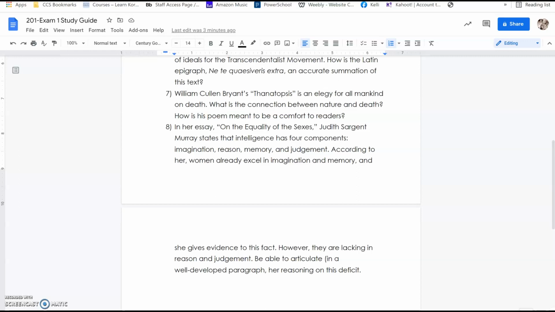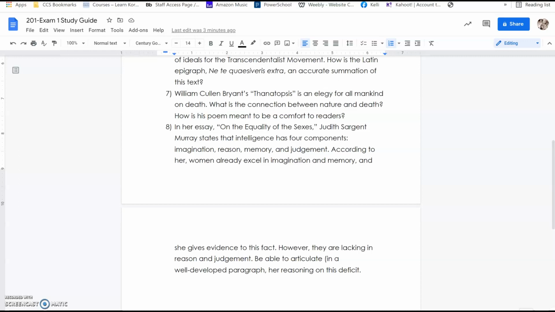However, and she gave lots of evidence to that fact. However, she did say that they're lacking in reason and judgment, and she gave reasons why women lacked in those 2 particular areas. So in a well-developed paragraph, I want you to be able to articulate her reasoning on this deficit. Why are women lacking in reason and in judgment at the time that she wrote it, obviously, which was a completely different time period? But we talked about that extensively in the text notes and in my screencast.